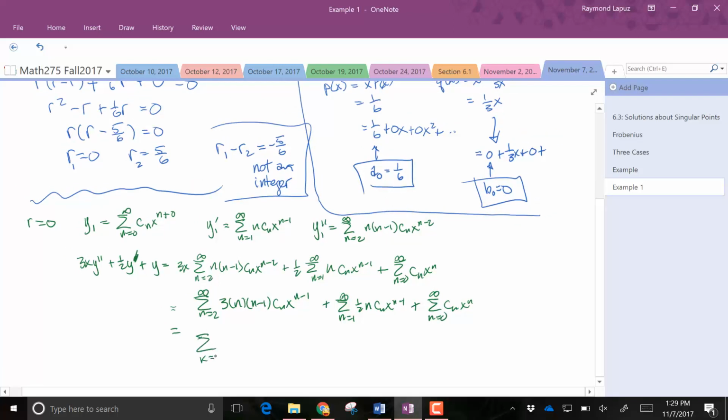Okay. This time we add 1 inside, so we subtract 1 from the index. So instead of starting with n is equal to 2, we're going to start with k is equal to 1. And then we're going to add 1 to everything else in here, k. So now we have x to the k power.